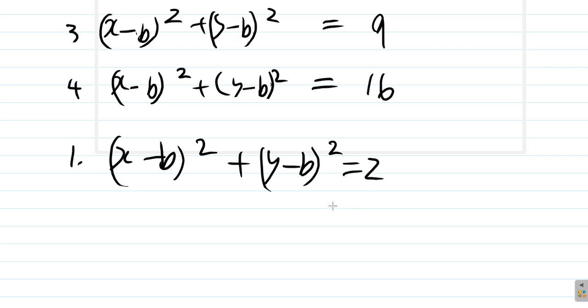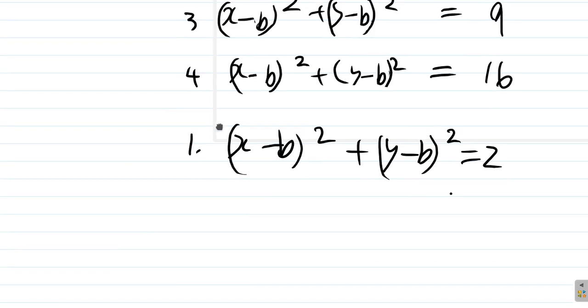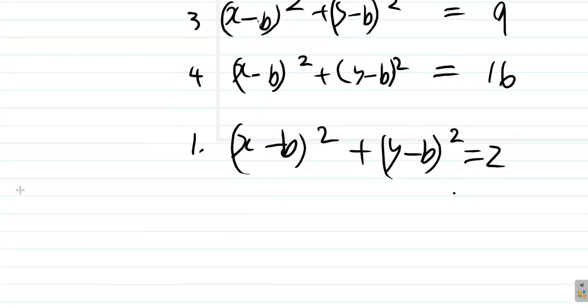All right, now remember the steps. Let's write the steps over here. You write in the form (x minus b) squared plus (y minus b) squared minus, what would we call it now? Call it c, the constant, equals 0. Then you find the partial derivative of the function with respect to the parameter b.